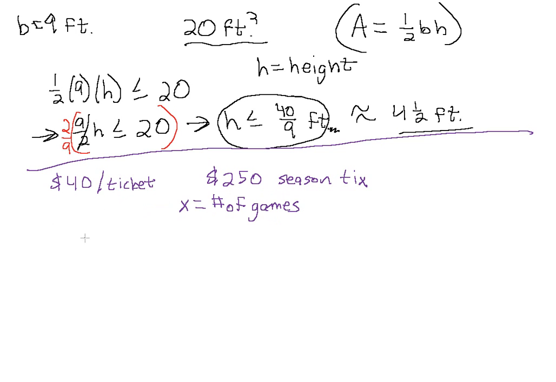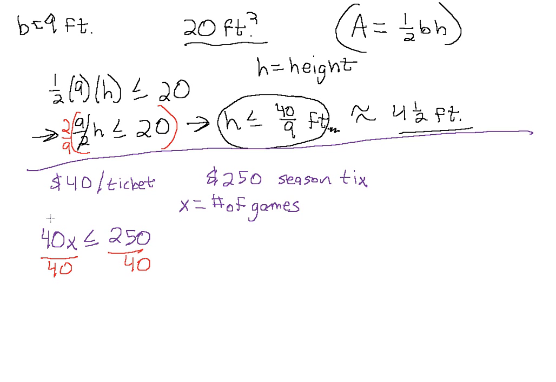So on this side, we have a cost, and on this side, we have a cost. So the cost of this side is $40 per game, which is 40x, and we want to know at most how many games can you go to before the cost of season tickets is the cheaper idea. So we want to know up to, which means less than or equal to, how many games can you attend before $250 is the cheaper idea. So this is our inequality. We can go ahead and solve for x.